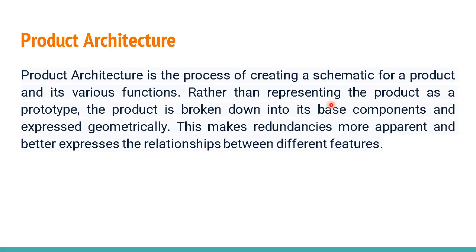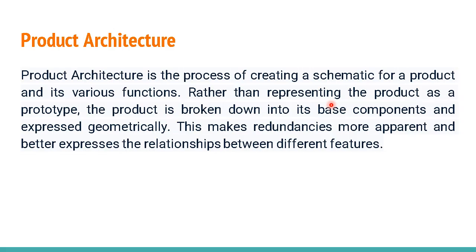It makes redundancies more apparent and gives a better understanding of the relationship between the different features. So product architecture is like a blueprint of the product structure. Instead of looking at the product as a single whole, we break it into smaller parts, both functional and physical. We study how these parts connect and work together, which can eliminate redundant features, improve performance, and make manufacturing easier. It gives a clear idea of how design elements turn into physical components.